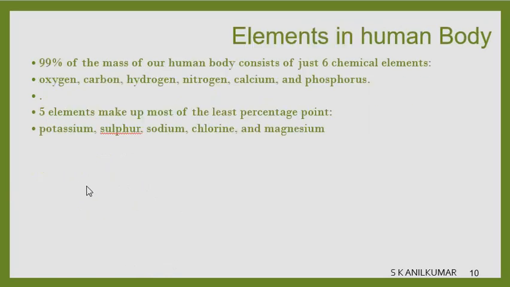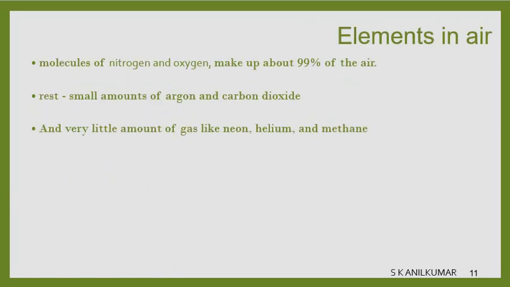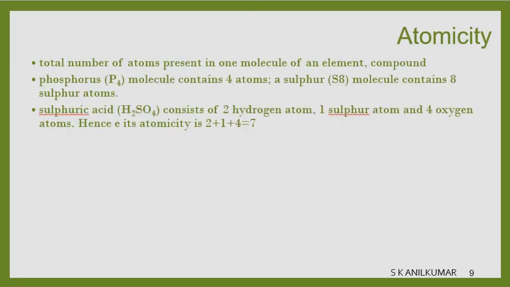What is atomicity? Atomicity is the number of molecules of hydrogen and nitrogen or oxygen mixed together, right? So when they mix together, some of them exist on their own as monoatomic. Some of them do not exist. So atomicity is the way in which they form a unit. The number of atoms present in one molecule of an element or a compound is atomicity.